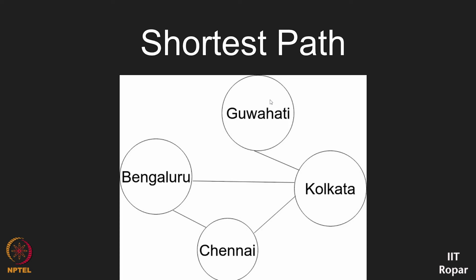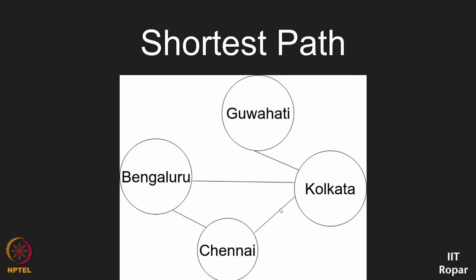But here we don't consider weights. I just say the number of trains I need to switch. That, in an undirected case, is what I am considering here. In this case, the shortest path is from Chennai to Kolkata, Kolkata to Guwahati. I just need to take 2 trains. But if I take this other path, then I have to take 3 trains: Chennai to Bengaluru, Bengaluru to Kolkata, Kolkata to Guwahati. So this is not a shorter path in this scenario. The shortest path will be generally preferred.